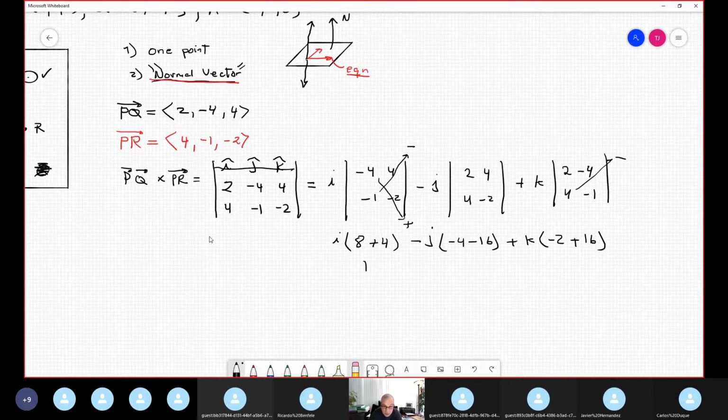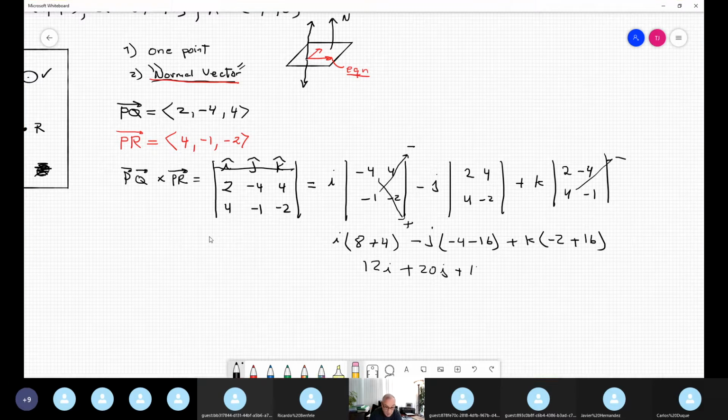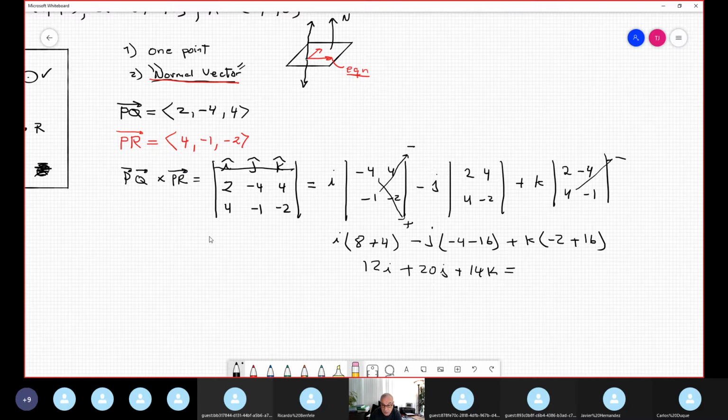So actually we have 12i. This is 20, but negative, so another double negative becomes positive: 20j. And this is 14. 16 minus 2 is 14, plus 14k. If you want to express this vector in the other, more comfortable notation, at least for me, it is 12, 20, 14. Okay, I have the normal vector in my hand.